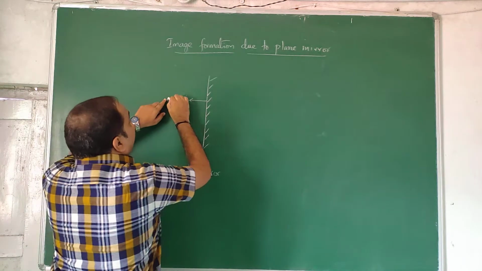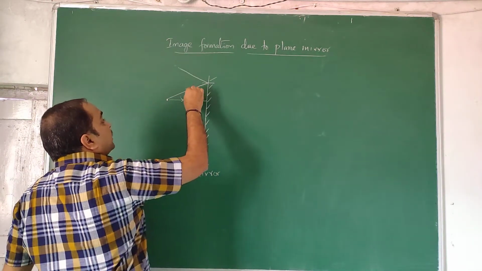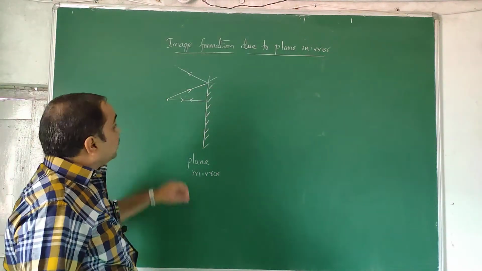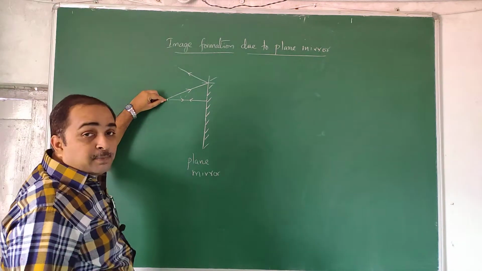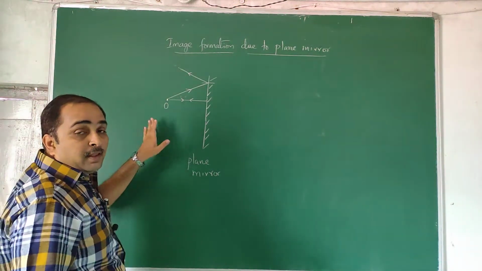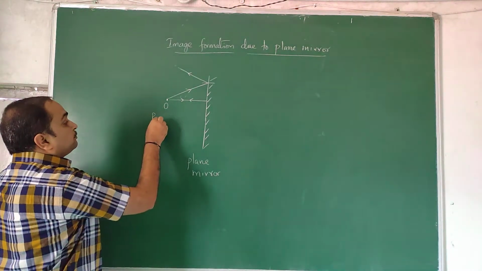If I make the ray go like this and I draw a normal here, then it will go like this. This is the incident ray. This is the reflected ray. The point where incident rays meet is called the object. If they meet, or they appear to meet, there are two things. If they meet, that's called a real object.